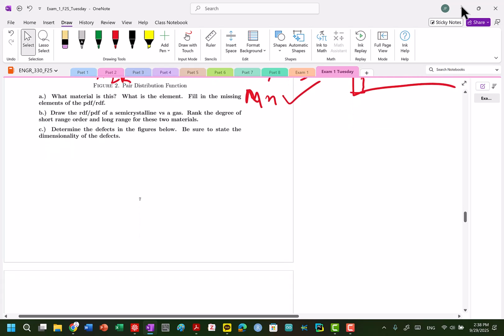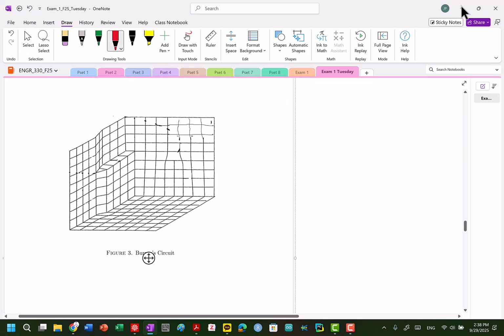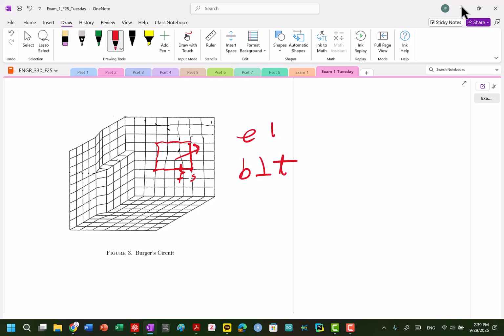All right, and then last, determine the defects in the figures below. State the dimensionality. So I see something here. I'm going to go basically out of the board. I'm going to pick this as my starting location. So this is my start. So I'm going to go 1, 2, 3, 1, 2, 3, 1, 2, 3, 1, 2, 3. Start, finish. That's my Burgers vector. Burgers vector is perpendicular to the tangent. That's an edge.